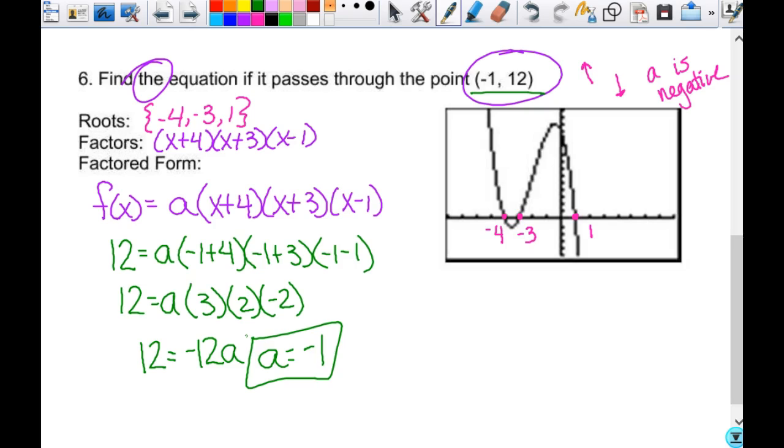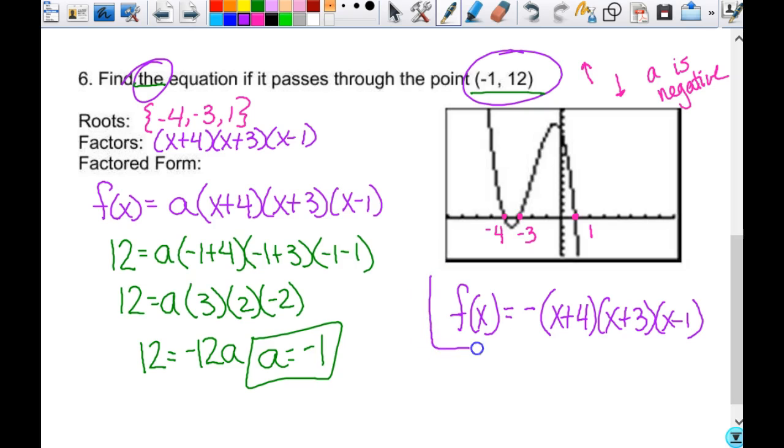So now I can actually write the equation that it's asking me for. So I get f of x equals, A is negative 1, so I can really just put minus, then x plus 4 times x plus 3 times x minus 1. Is it wrong if you put negative 1 right there? No, but you're never going to see it that way, and that's not really what is supposed to be there. So this is our final answer.